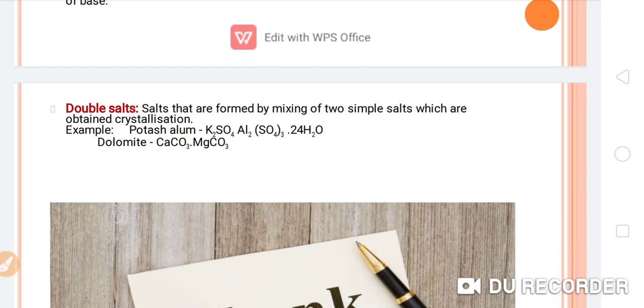Now next topic, that is the double salt. Salts that are formed by the mixing of two simple salts which are obtained by crystallization. So here you can see there are two examples: potash alum, that is potassium sulfate, aluminum sulfate, and 24H2O. Similarly, dolomite, calcium carbonate and magnesium carbonate, both are examples of double salts.